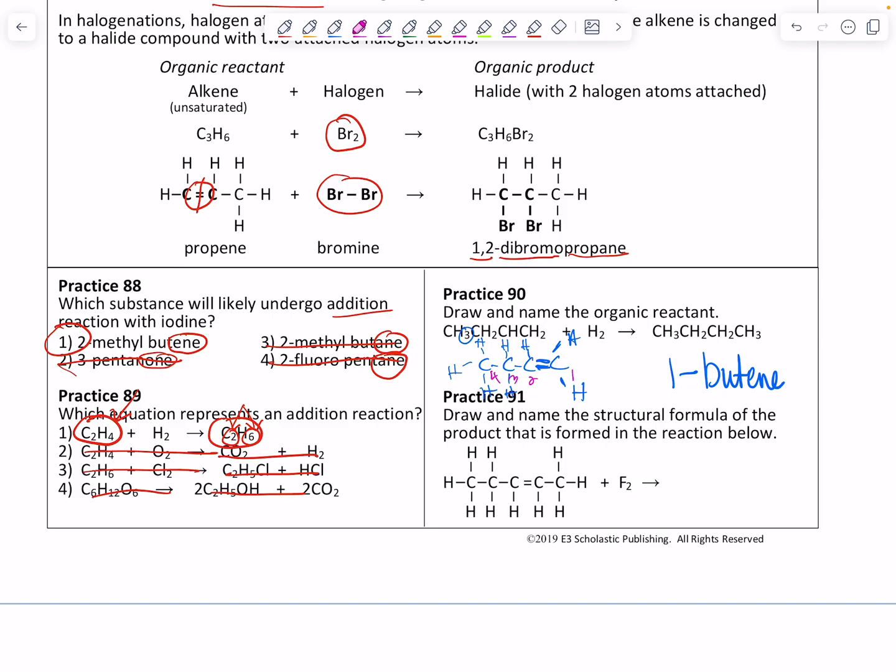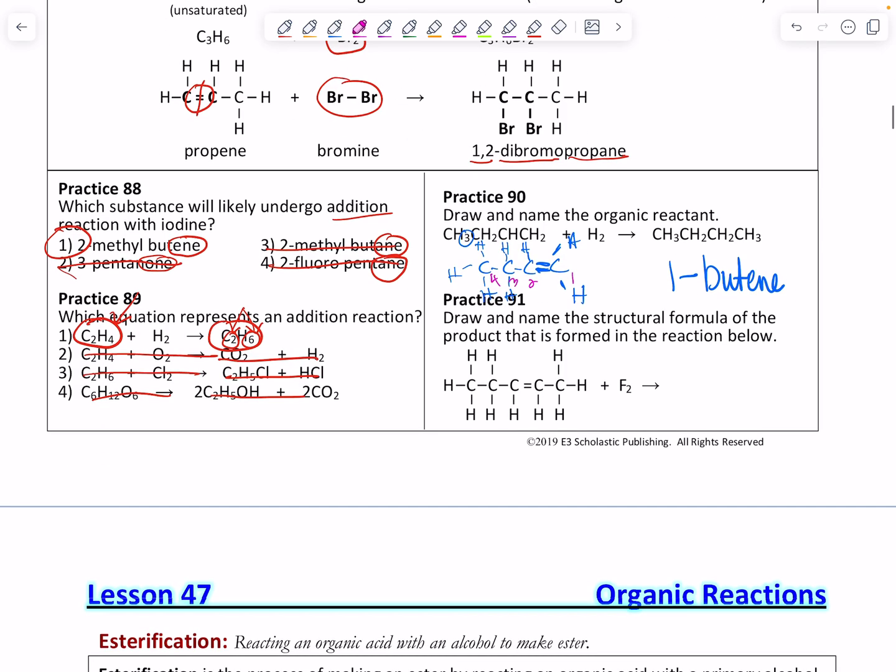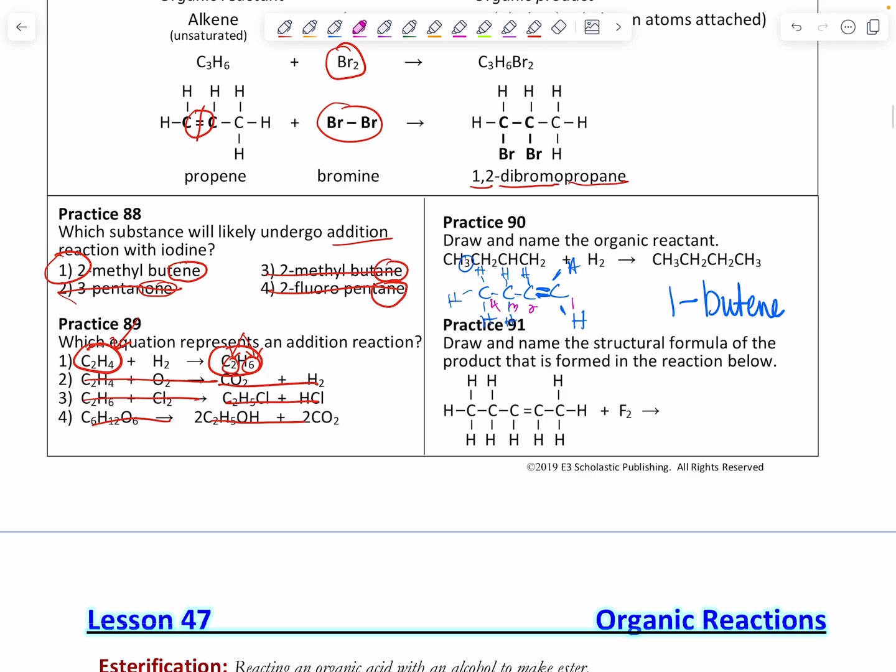All right. So then last one for this section is 91. Draw and name the structural formula of the product that's formed. So again, this is one where we have to figure out the product first. So if I look here, I can see I have a hydrocarbon with a double bond. So it's an alkene. I'm reacting it with a halogen.